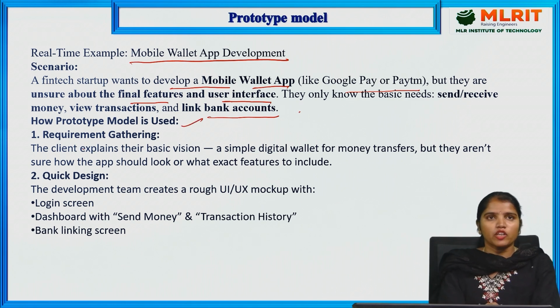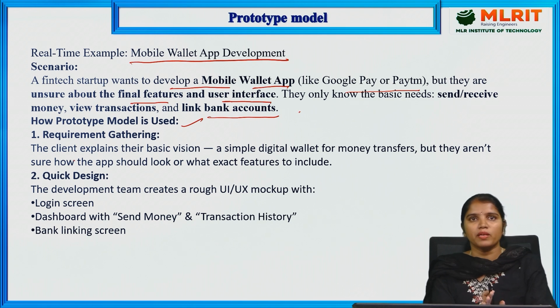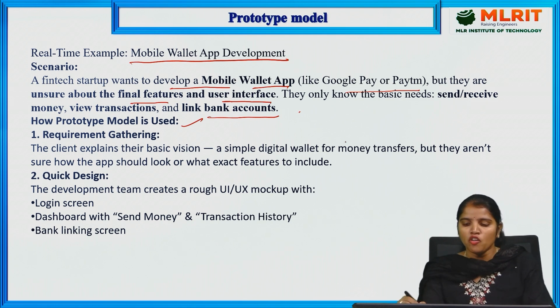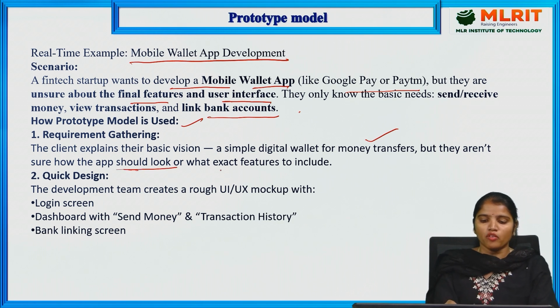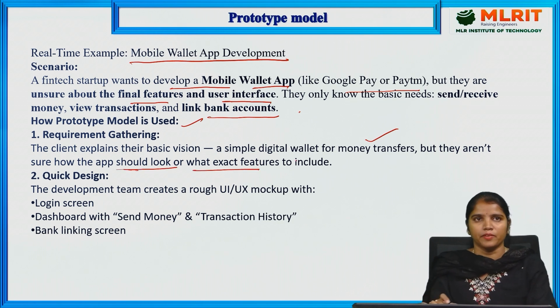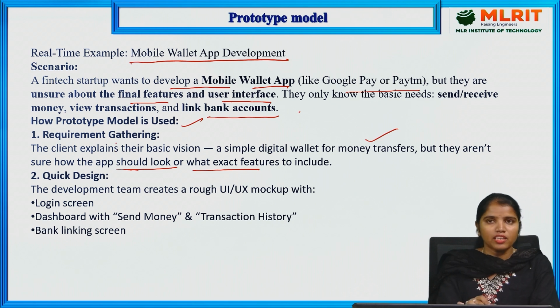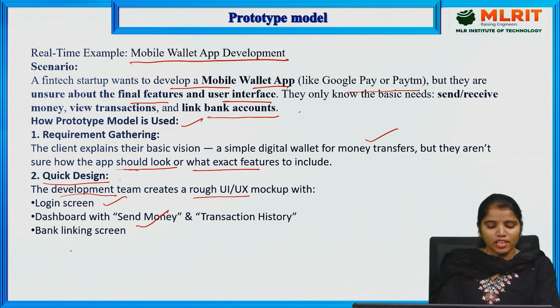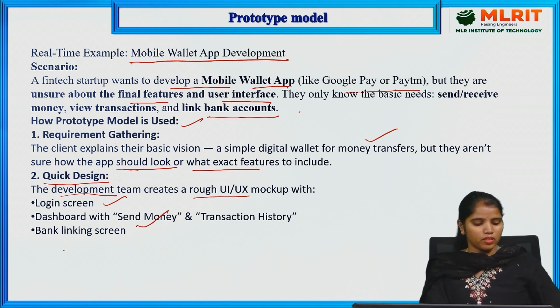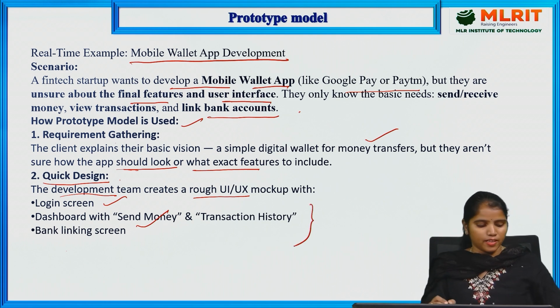First of all, requirement gathering. The client explains the basic version, a simple digital wallet for transferring money, but they are not sure how the app should look or what exact features to include in that. So, after gathering the requirements, we are going for the quick design. The development team creates a rough UI or UX mock-up with the login screen, dashboard with send money and transaction history, and it may also link with the bank. This may be included in the quick design.